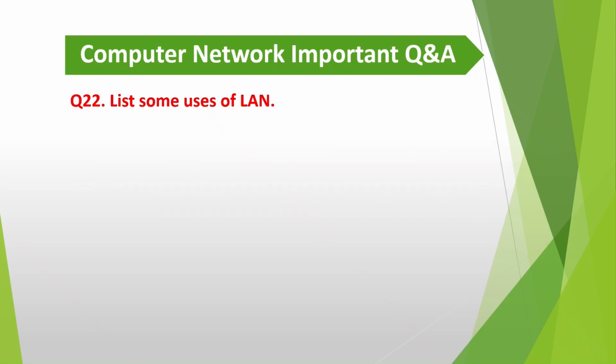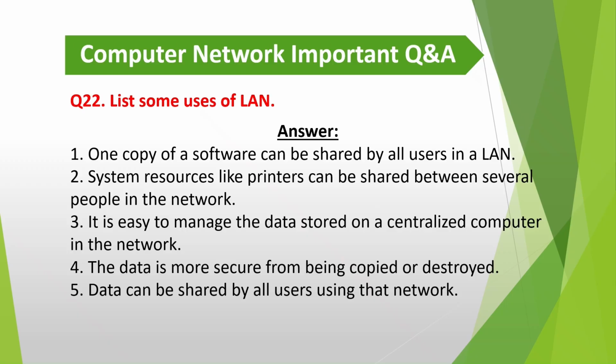Question 22. List some uses of LAN. Answer. 1. One copy of a software can be shared by all users in a LAN. 2. System resources like printers can be shared between several people in the network. 3. It is easy to manage the data stored on a centralized computer in the network. 4. The data is more secure from being copied or destroyed. 5. Data can be shared by all users using that network.